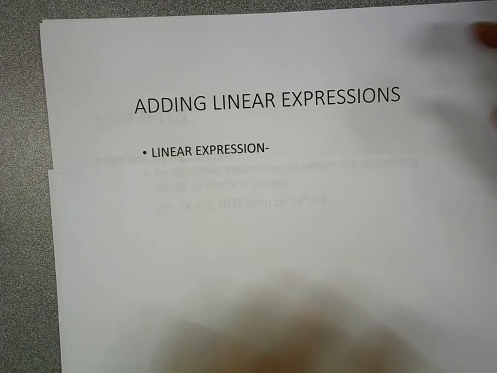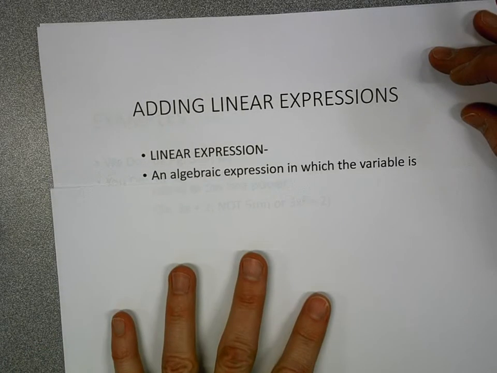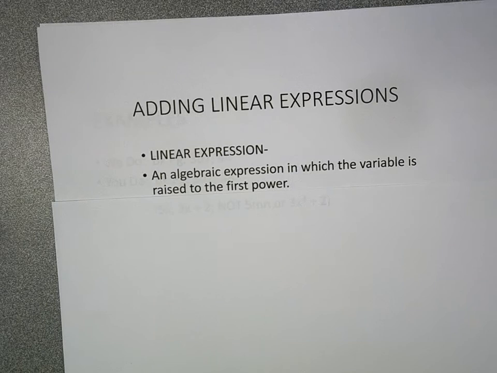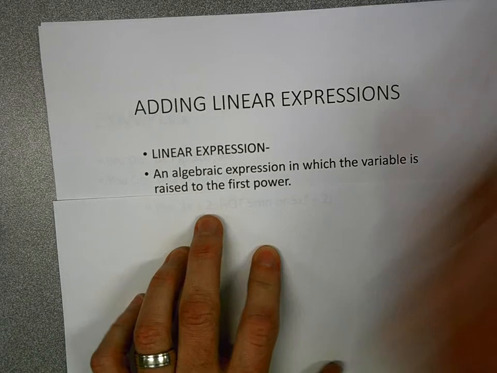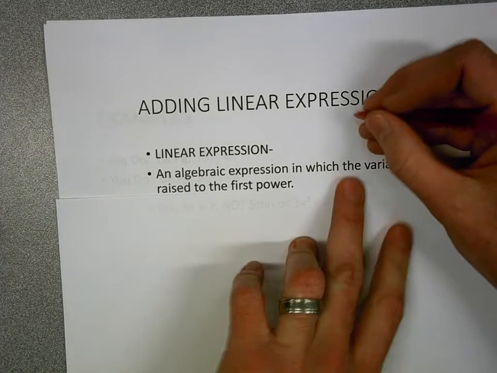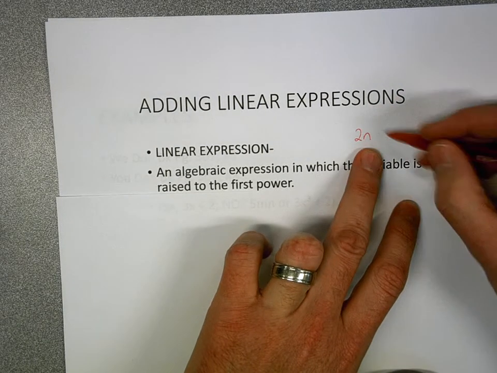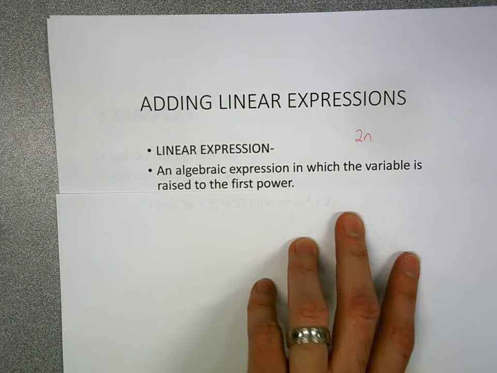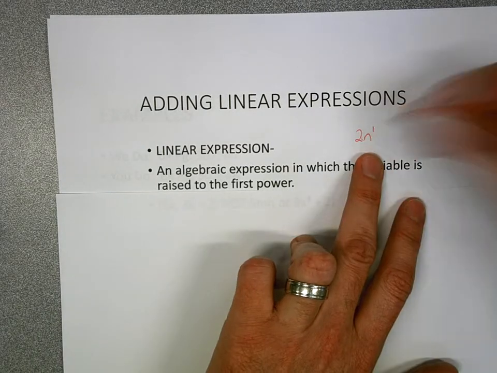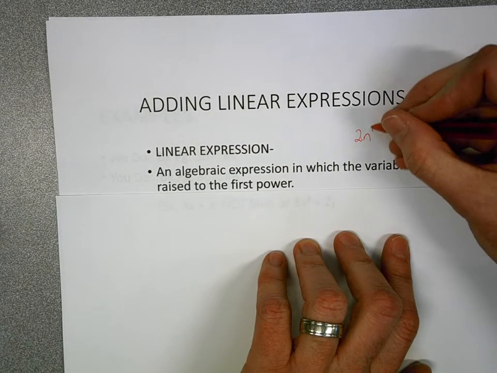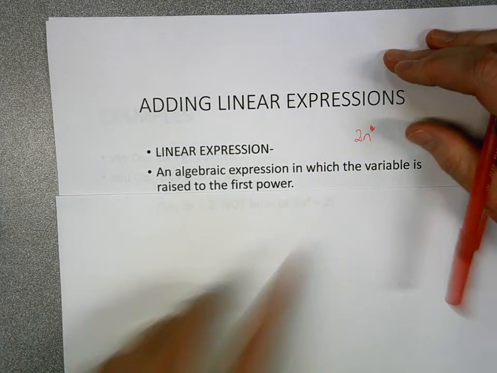Okay. So here's what your book says a linear expression is. It's an algebraic expression in which the variable is raised to the first power. Okay? So just to clarify, when it says a variable raised to the first power, if we write something like 2n, that variable, even though it doesn't have an exponent, is considered raised to the first power. Because actually, if you put a 1 right there, it would mean the same thing. We just never write that 1.